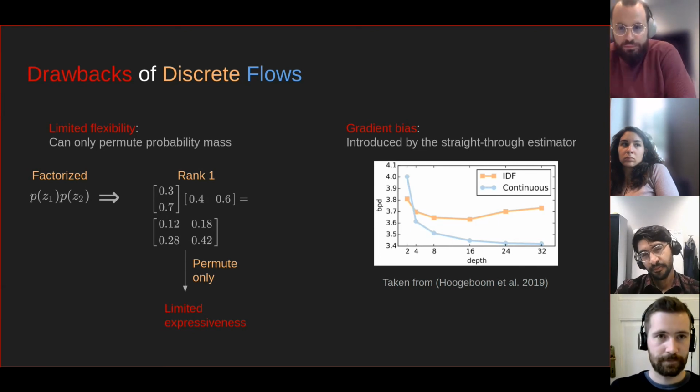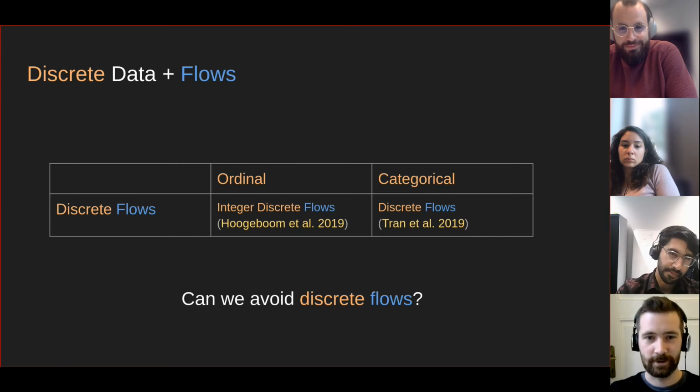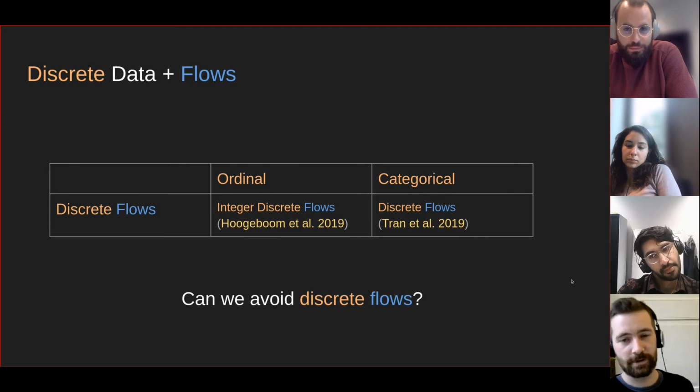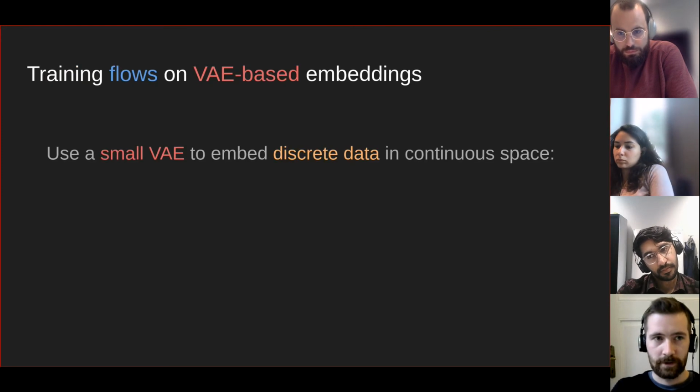So the question is, can we avoid discrete flows? This is a table, I will fill in some things as we go along here. Can we find another approach that does not use discrete flows? The answer is yes.